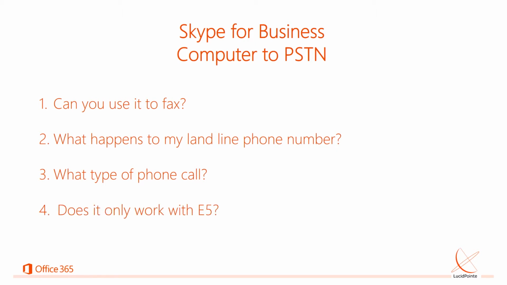Does it only work with the E5? That's another great question. The E5 license is the license that includes everything you need to add this phone calling option to Office 365. But you can also use the E3 and do add-ons to the E3, and you'll get everything that you need. You'll get all the E3, and you'll get the PSTN. It'll cost you a little less than buying the E5 if you don't need all the features of the E5.